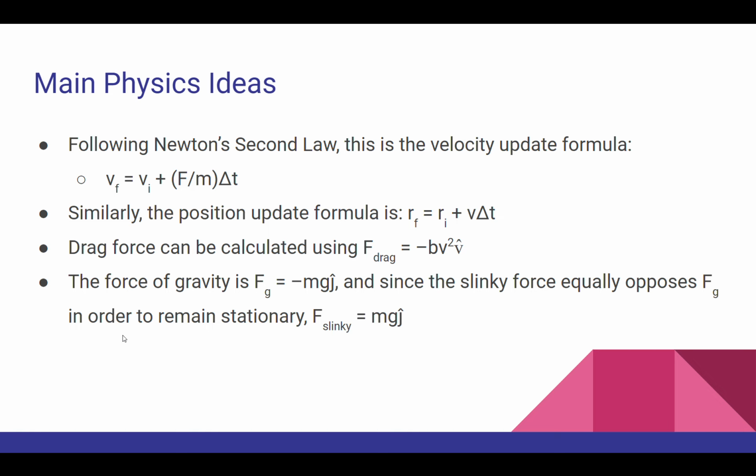And since the Slinky force equally opposes Fg in the opposite direction, sort of like a tension force, it's equal to F Slinky equals mg times j hat. So it's just a negative version of Fg. And it basically causes the spring to remain stationary because it pulls the bottom of the Slinky upwards to oppose gravity in an equal magnitude.